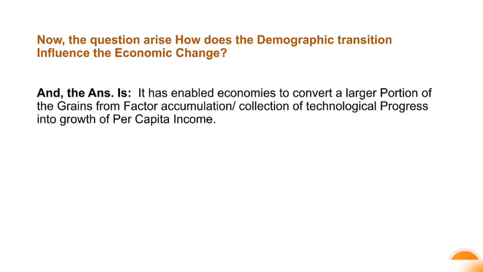Now the question arises, how does the demographic transition influence economic change? And the answer is, it has enabled economies to convert a larger proportion of the gains from factor accumulation, or we can say the collection of technological progress, into growth of per capita income. We have to answer in a way that it has enabled economies to convert a larger portion of the gains from factor accumulation into growth of per capita income. If in a country there is technological progress, technological upgradation, then how this upgradation or progress can help in growing per capita income in a country.